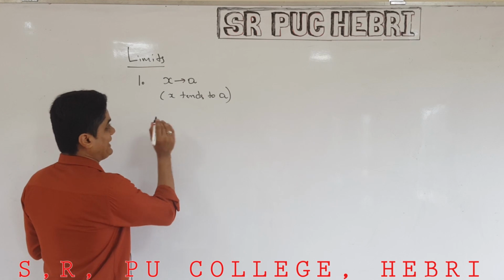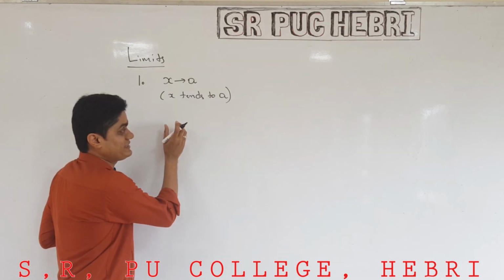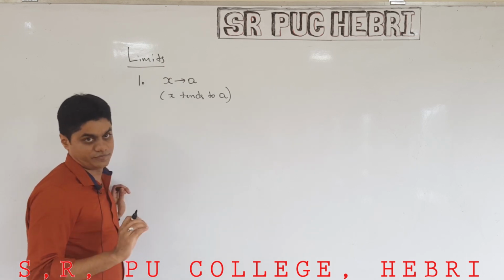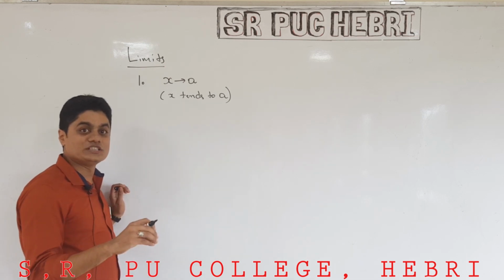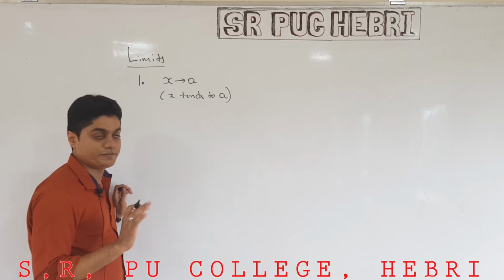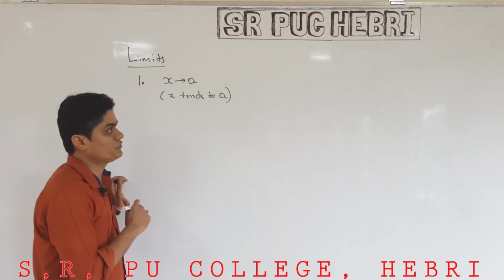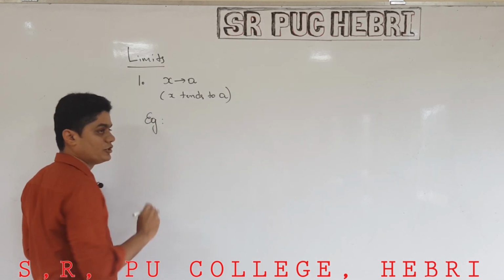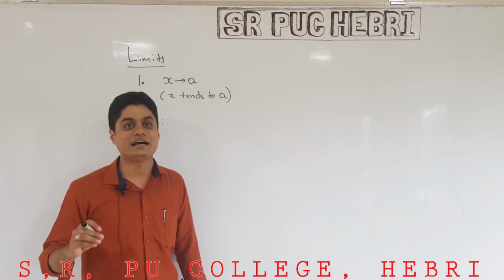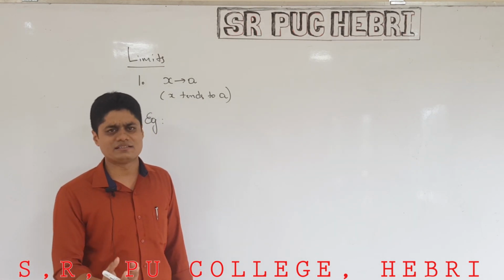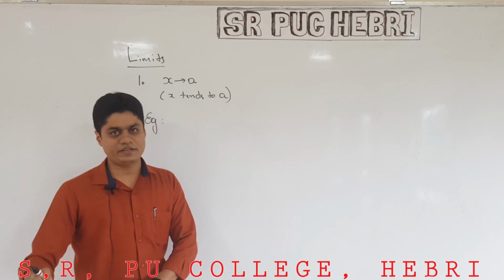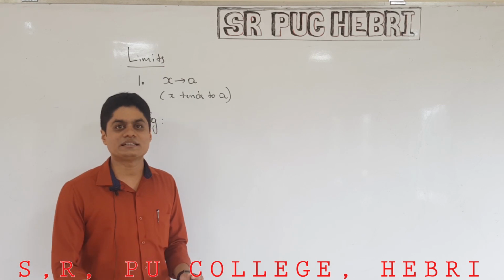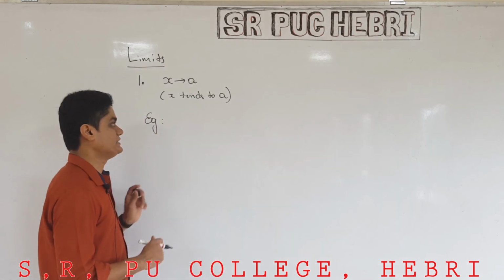See, x tends to a means x takes values closer and closer to a in the neighborhood of a. Maybe this statement is difficult to understand in the beginning. Don't worry, I'll help you. In maths, the best tool to understand any concept is an example. Read one definition, read one concept, and if you have not understood, nothing to worry about. Take one example and try to understand the theory using that example.